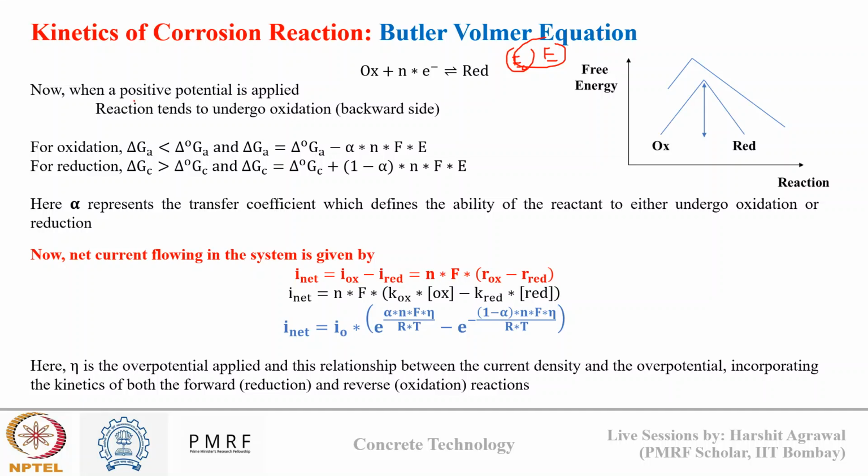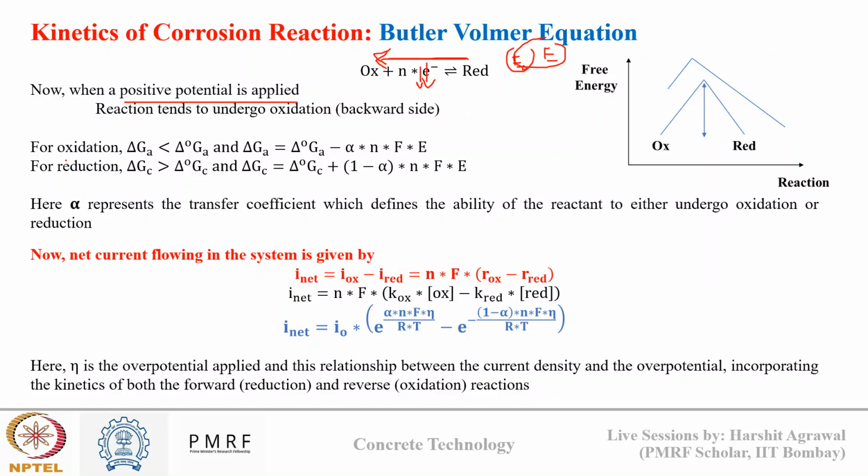So what will happen? Suppose I apply a positive potential. My reaction will try to undergo in the backward side. It will try to undergo oxidation if I apply some positive potential. My electrons will move away, my electron concentration will decrease, so my reaction will move towards the backward direction.